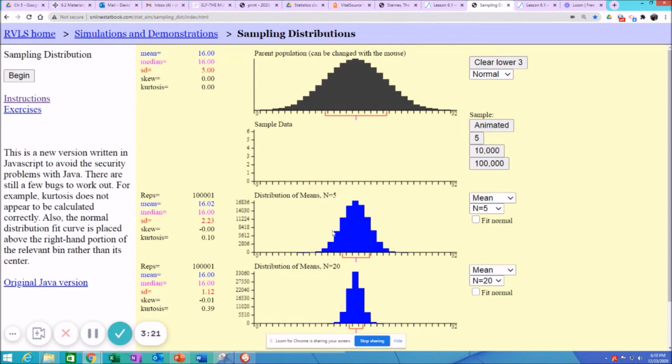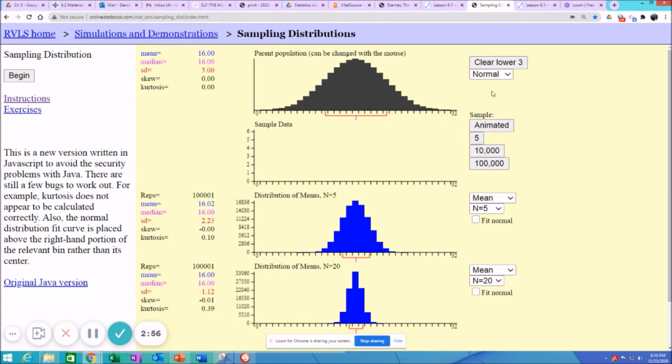The other thing we're looking at is how spread out it is. Notice in a sample of 20 versus 5, the more in the sample, the less spread out it is. The more that we have in a sample, the more accurate it is, the closer it's going to become to that actual mean. So we have it less spread out. You can see the standard deviation of 2.23 versus 1.12.